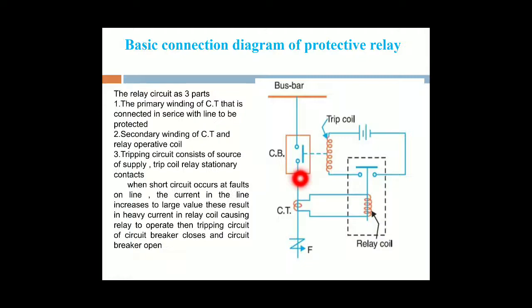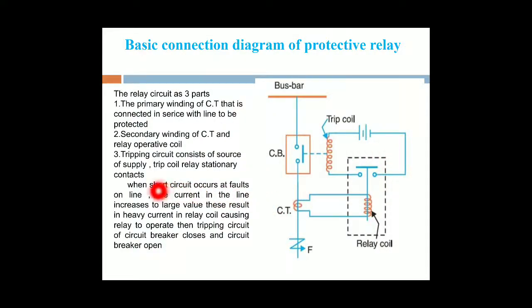Next, coming to the primary winding of the CT, that is connected in series with the line to be protected. The secondary winding of the CT is connected to the relay operating coil. The third one is the tripping circuit, consisting of a source of supply, trip coil, and relay stationary contacts. The tripping circuit is connected to the relay coil.